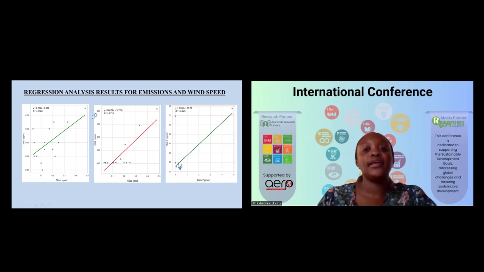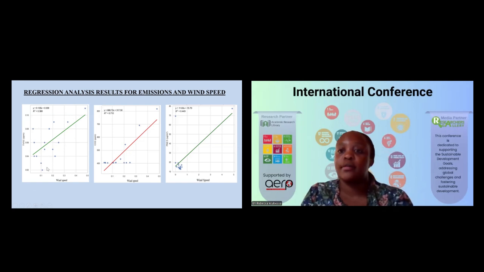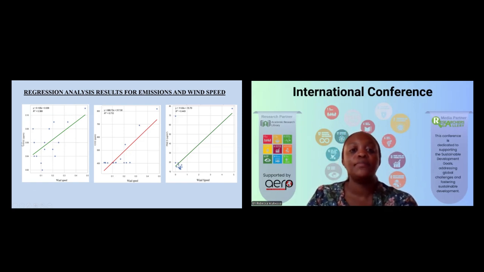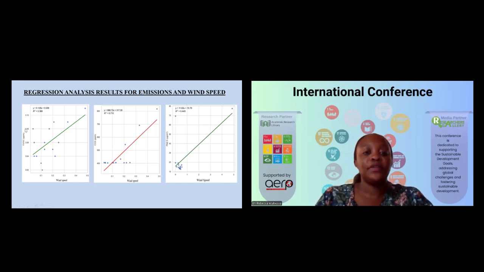From my regression analysis of the pollutants in relation to wind speed, wind speed versus TVOC showed an R squared value of 0.38, which showed a significant but not very dominant effect of wind on the TVOC concentrations in the atmosphere.